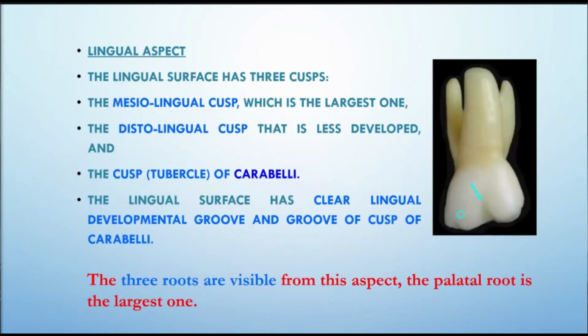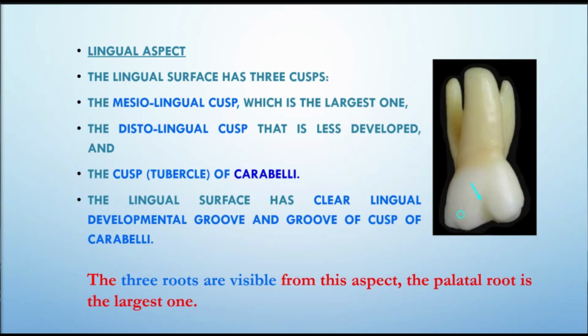The lingual aspect. The lingual surface has 3 cusps. The mesiolingual cusp, which is the largest one, the distolingual cusp, that is the less developed one, and the cusp of Carabelli is present here. So actually, there are 2 big cusps, the functional cusps, and the cusp of Carabelli is present. Among these, the mesiolingual cusp is the largest one, as in the permanent first molar, and the distolingual cusp is less developed.